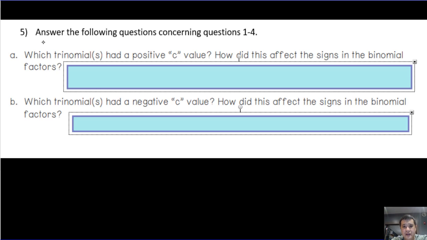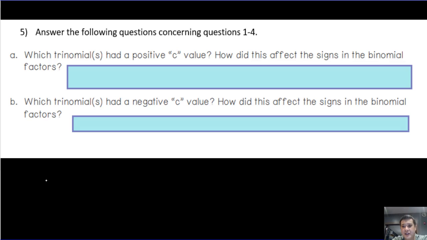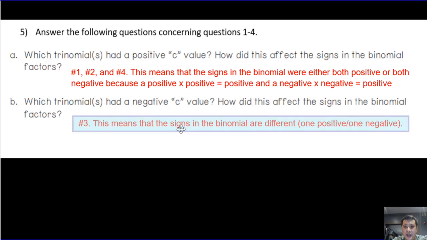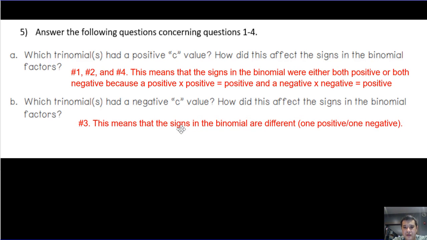It says, which trinomials have a positive c value, and how does this affect the signs in the binomial factors? Well, we talked about that. When you have a positive c value, or a positive constant, both numbers in our binomials have to be the same sign. They have to be either positive times a positive, or negative times a negative, because a negative times a negative gets a positive. Which trinomials had a negative c value? Number 3 had a negative c value, which means that one had to be positive and one had to be negative inside our binomials.